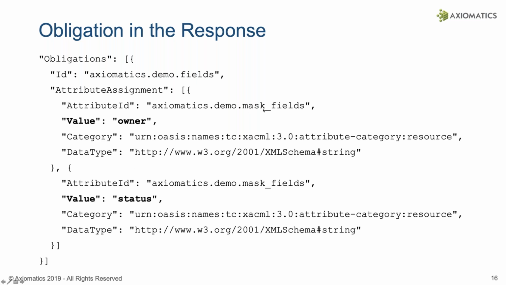You can see that an attribute called mask_fields has the value owner, and then the same attribute has the value status. So this ends up being a list of values within the mask_fields attribute, and this comes back to the policy enforcement point that called the PDP. This is what is part of the obligation that notes what the fields are that the API gateway should mask. And there's more information in the response, so this is just a snippet that shows the specific obligation from it.